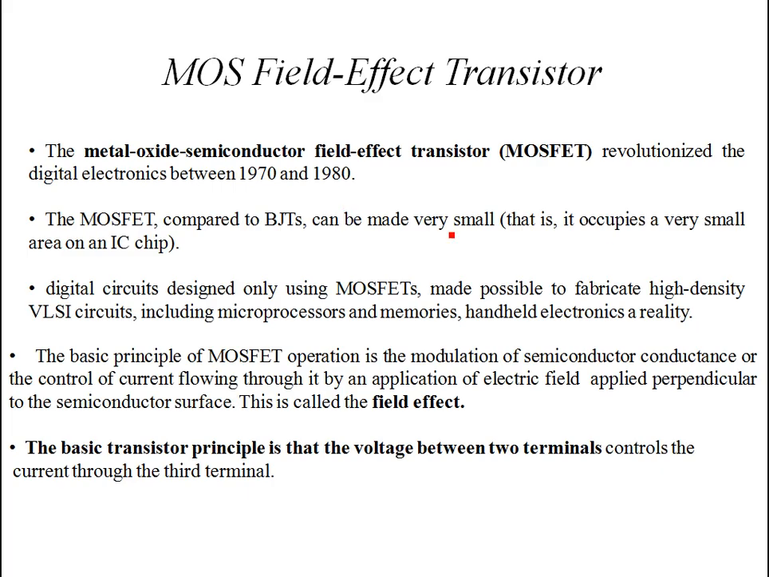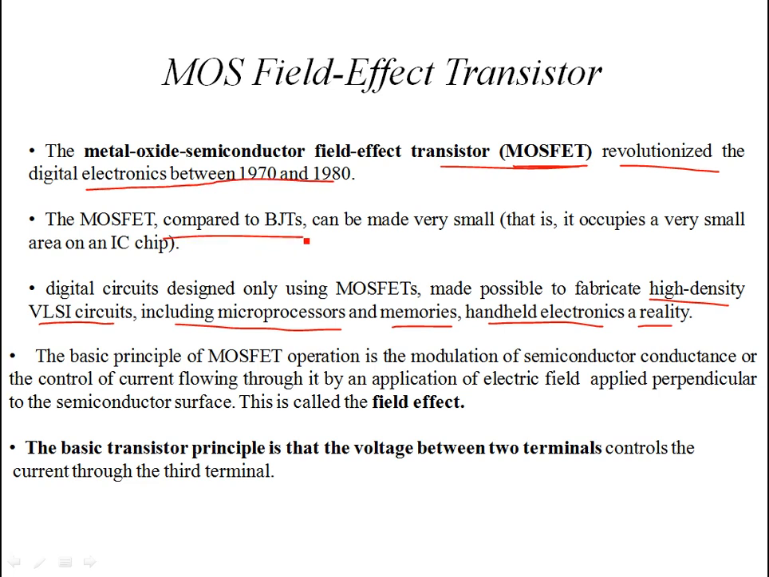To start with, if you recall in the earlier course of Electronics 1, MOSFETs have been widely used in the fabrication of high density, very large integrated circuits, including microprocessors, memories, and handheld electronics. So it all became a reality due to the small size of MOSFETs, since they can be fabricated using standard IC technology. So they did revolutionize electronics between the 70s and 80s.